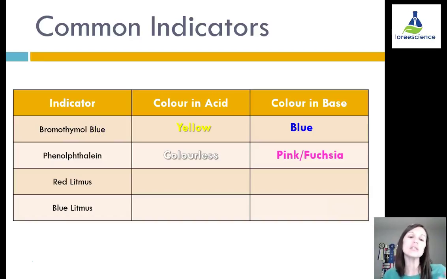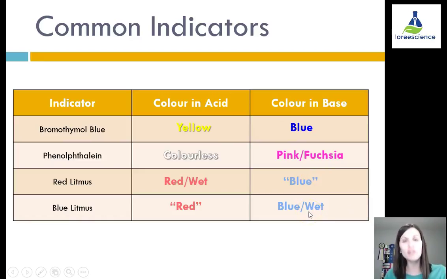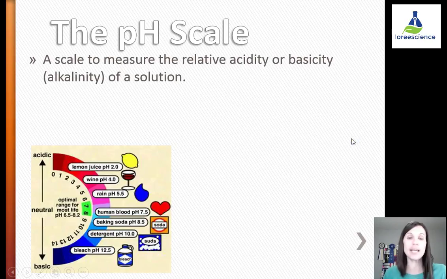Phenolphthalein is a colorless liquid in an acid, but turns pink or a bright fuchsia color in a base. It is either or. It is either colorless or it is pink. There are no gradations, whereas the bromothymol blue does have some gradations throughout. Red and blue litmus paper are either or, acid, base, no gradations throughout. Red in acids, blue in bases. Same for the blue. It's always red in an acid or a blue in a base. Sometimes they look a wet color. That's just because it has absorbed some of the water as part of its indicating job.